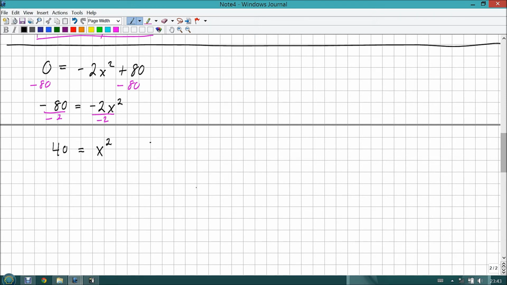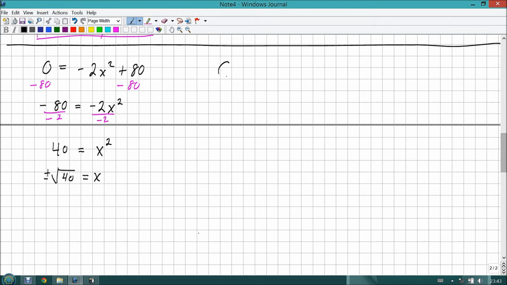Now if you'll notice, 40 isn't exactly a perfect square. So when I take the square root of both sides and I get plus or minus the square root of 40 is equal to x, I have a bit of a problem, because the square root of 40 is an irrational number. So I have two choices.